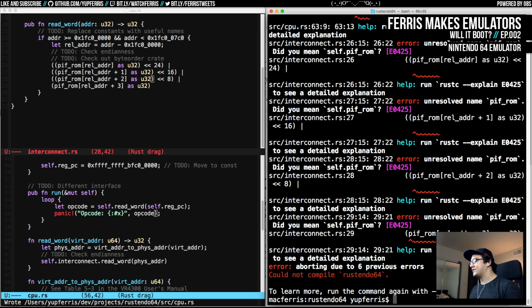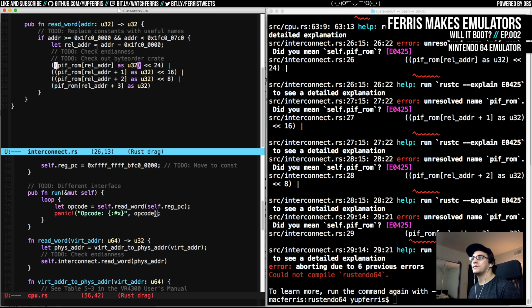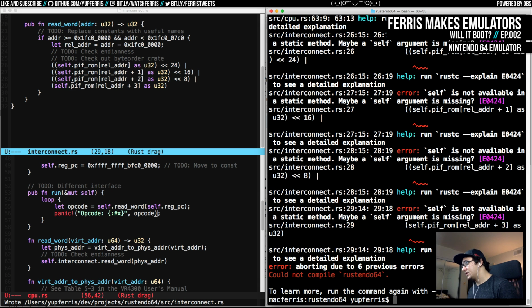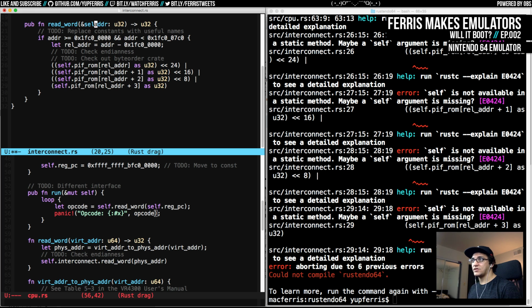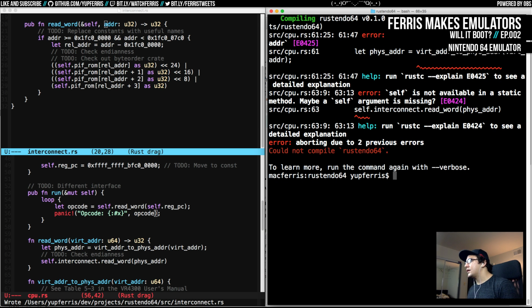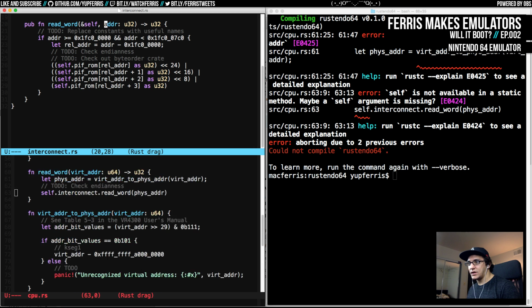All right, so now we have to fix some stuff. I forgot to write self here. I do that all the time. That is my most common bug when writing Rust. Self is not available because we don't have a self argument here. Read word actually doesn't need a mutable self. I'm guessing that's going to be the case here as well.